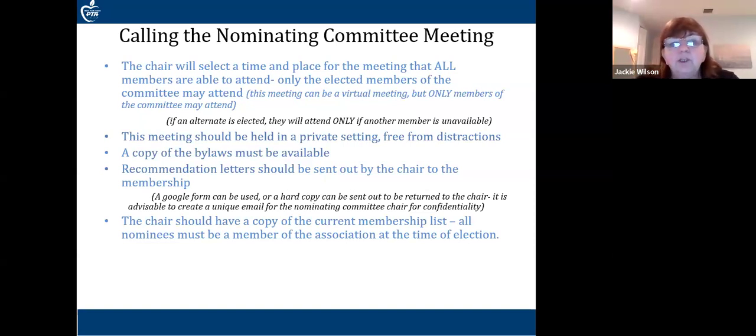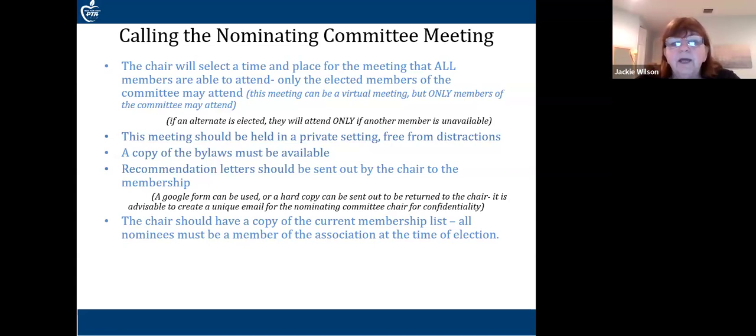Having the meeting, okay, the chair will select the time and place for the meeting that all members are able to attend. But only the elected members of the committee may attend, and it can be a virtual meeting. But again, only members of the committee may attend. It's preferable to do it in a private setting, not in the middle of a faculty room, unless you have a specific conference room in your school that you might be able to use. But you don't want to be interrupted. You don't want people walking in and out. You want to concentrate on your role in selecting the people for nomination.